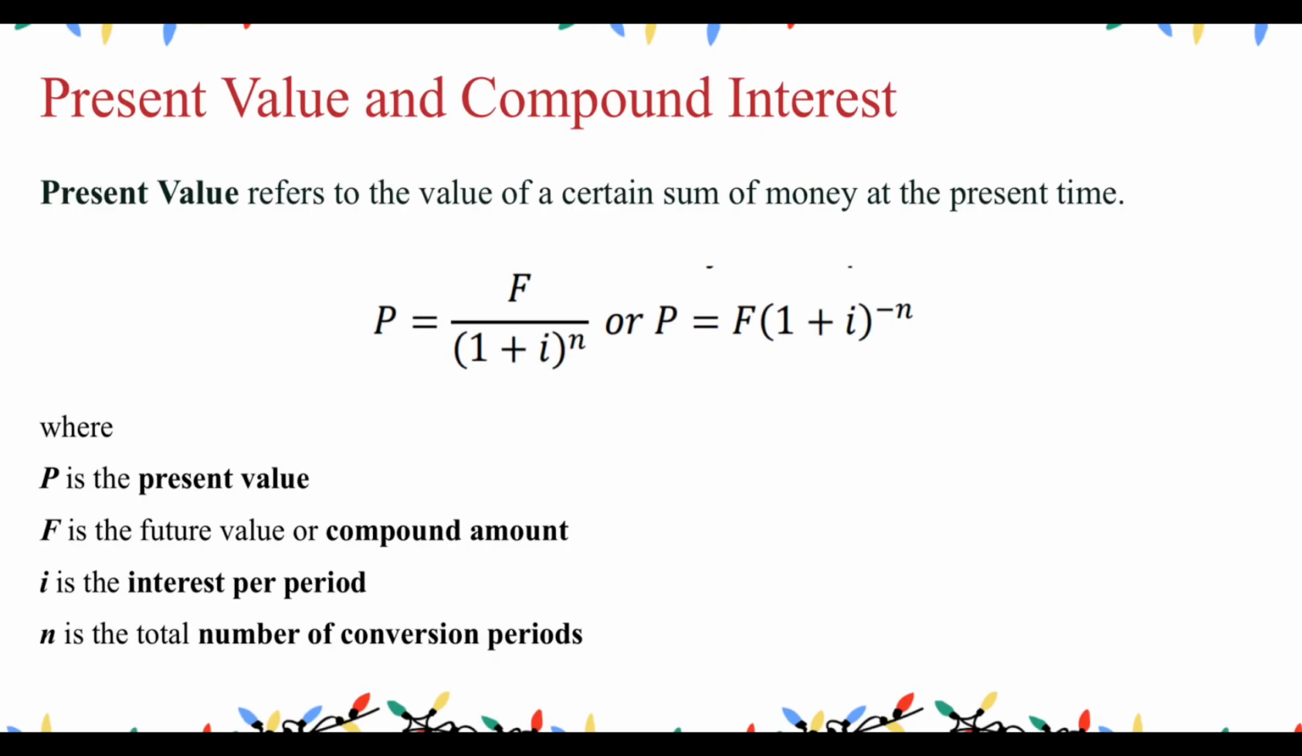Let us now move forward to the next topic, which is about present value and compound interest. Present value refers to the value of a certain sum of money at the present time. We have two formulas that we can use to find P. First is P equals F over the quantity of 1 plus i raised to n. The other one is P equals F times the quantity of 1 plus i raised to negative n. Where P is the present value, F is the future value or compound amount, i is the interest per period, and n is the total number of conversion periods.